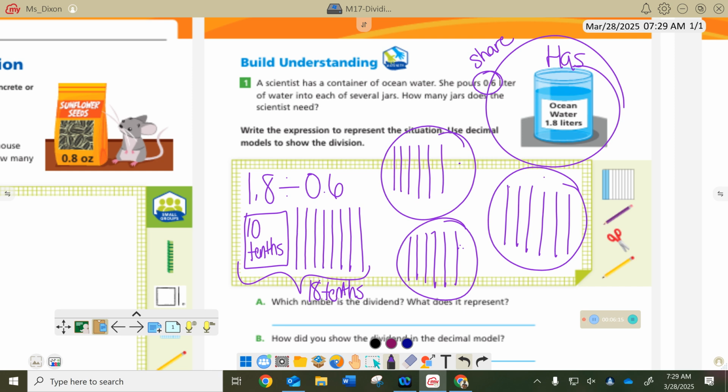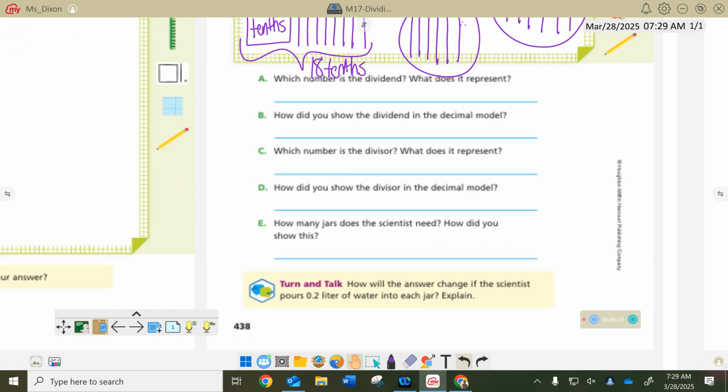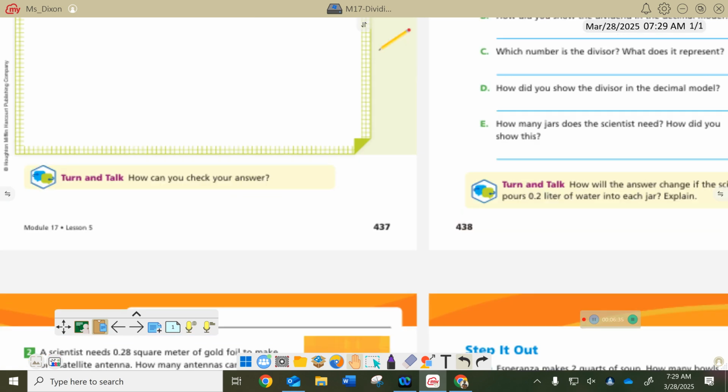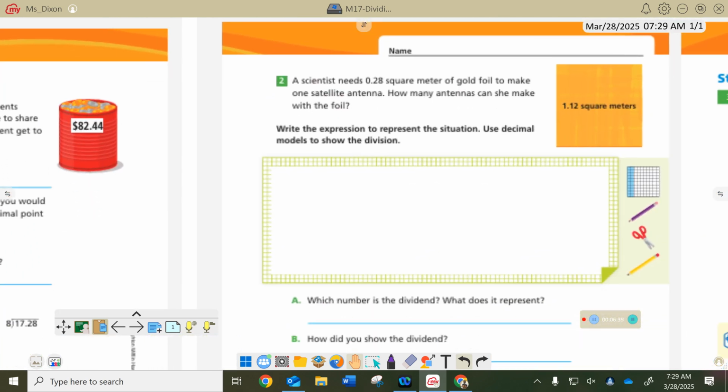Alright, let's look at the next page. I want you to answer the questions A through E based on the drawing that I helped you to make. Alright, let's go over to our next page, page 439. Alright, on page 439, let's look at our problem.